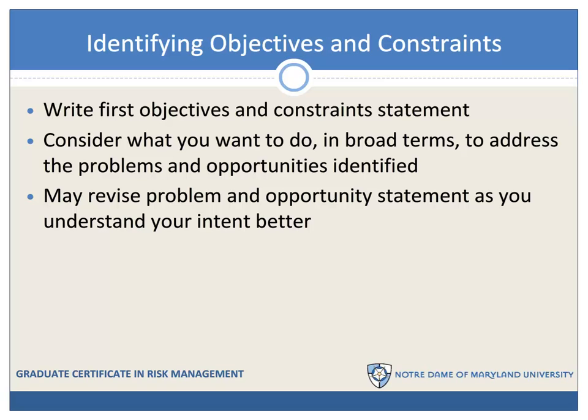To identify objectives and constraints, you need to write your very first objectives and constraints statement. Ideally, in a good risk management process, this would be done on the first day of that risk management activity, and it would be done as soon as you complete your first problems and opportunities statement. With the problems and opportunities in hand, consider what you want to do in very broad terms to address these problems and the opportunities that you've identified. In doing this, you may better understand the problems and opportunities, and you might revise that problems and opportunities statement as you begin to understand your intent better.